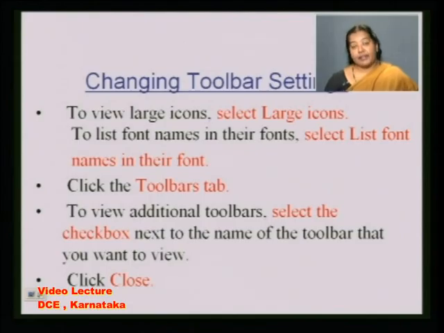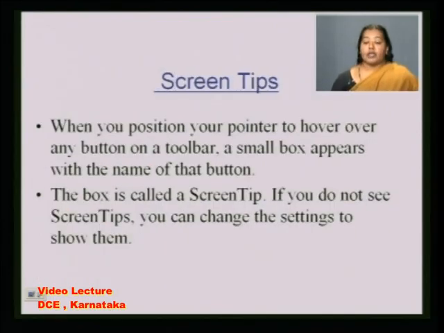You can even select the different toolbars. So after the operations, what you have to click? You have to click close. Then only that option closes. Okay. So the next one, I just told you about screen tips. As soon as you hold your cursor, a small yellow box appears. Now that is called as a screen tip.